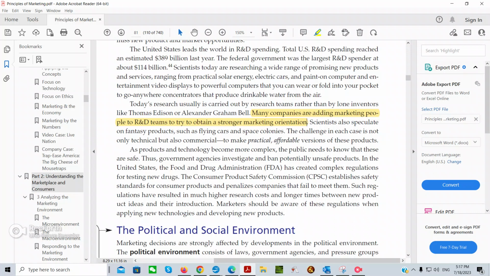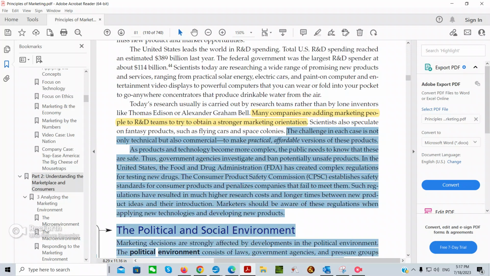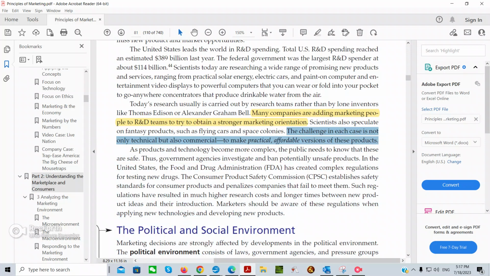Scientists also speculate about fantasy products such as flying cars and space colonies. The challenge in each of these cases is not only technical but commercial. But to make more practical, affordable versions of these products, that's our goal.